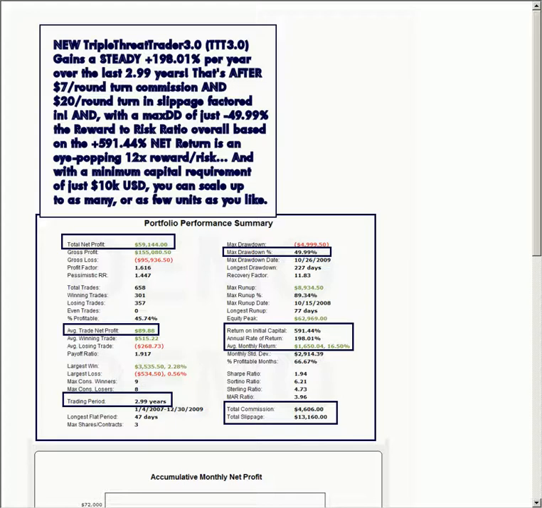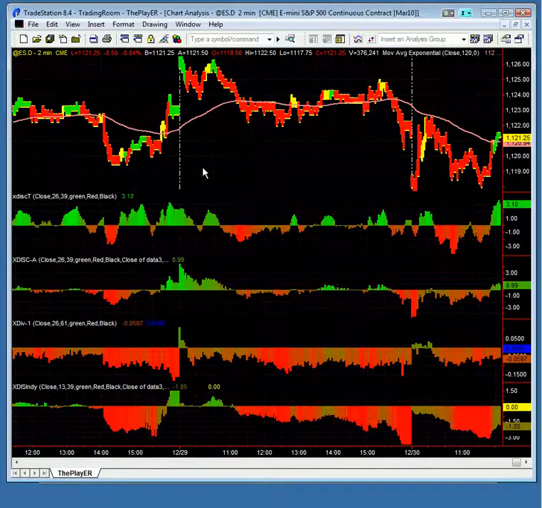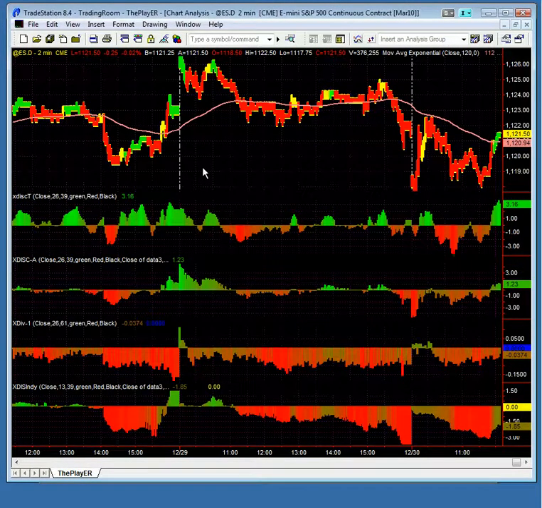The first thing we're going to look at here is a chart of the market. This is the mini S&P 500 futures contract, the front month, March of 10. Looking at the last print of 1121.50 on this Wednesday, the 30th day of December 2009, we had a kind of interesting day today.